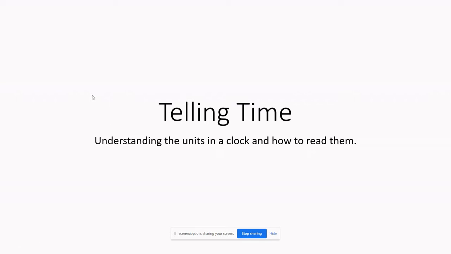Today we are going to be learning about telling time. In learning about telling time, we have to understand the units in a clock and how to read those units and use that to determine the specific time. This video is a how-to on how to tell time, referring to the second grade Common Core standard.